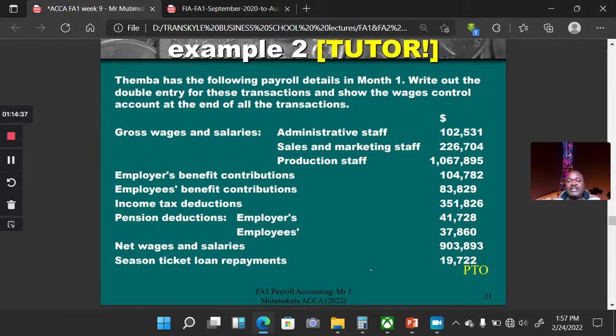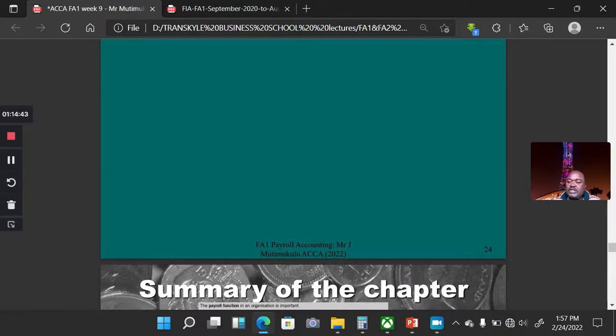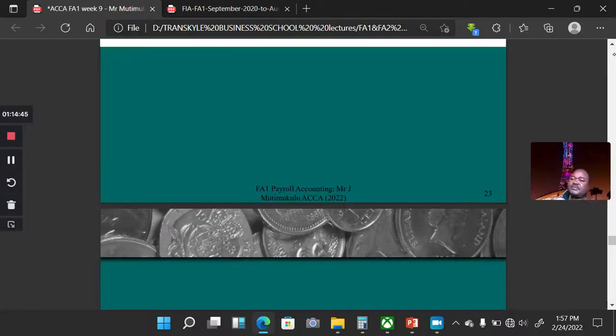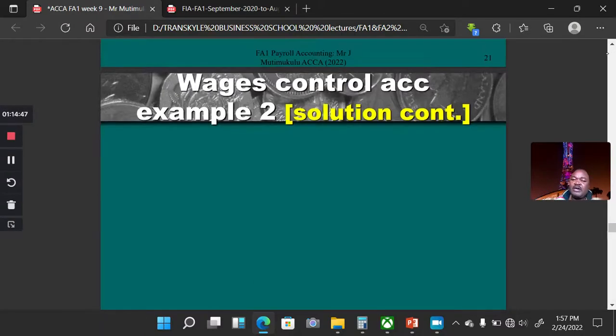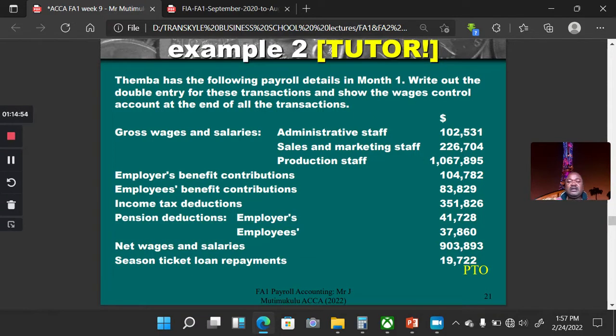I think this one is our last example. Let me just cross check. Yes, that's our last example, and I hope it is also going to assist us in understanding the whole subject matter, in understanding everything as a wind up.